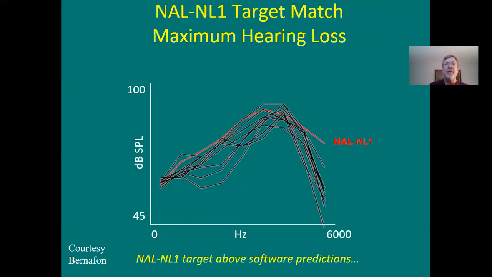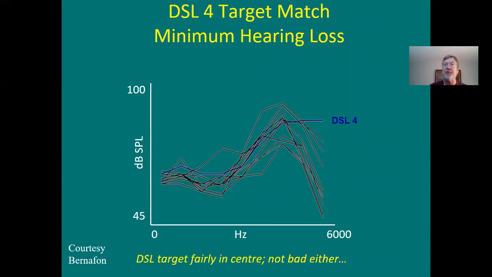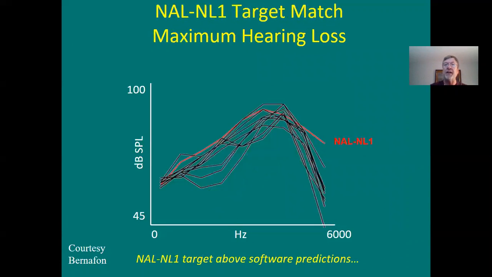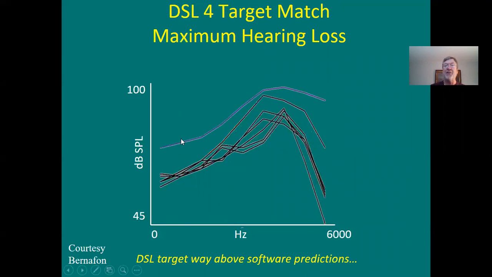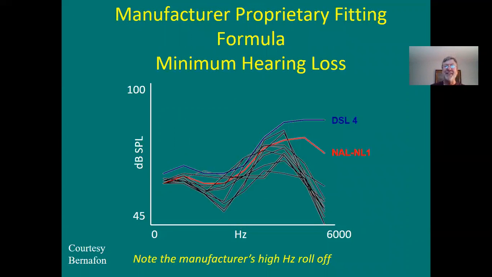Interesting. Now we're looking at the maximum hearing loss. This was for the minimum hearing loss, DSL4, minimum hearing loss, NAL1. Now let's look at the max. Here's the NAL1 output target, and here's what actually took place among the 14 different hearing aids of the 9 different manufacturers. Look at this. Always roll-offs in the highs, usually less. DSL4, none of them hit it. Now look at manufacturer proprietary formulas.